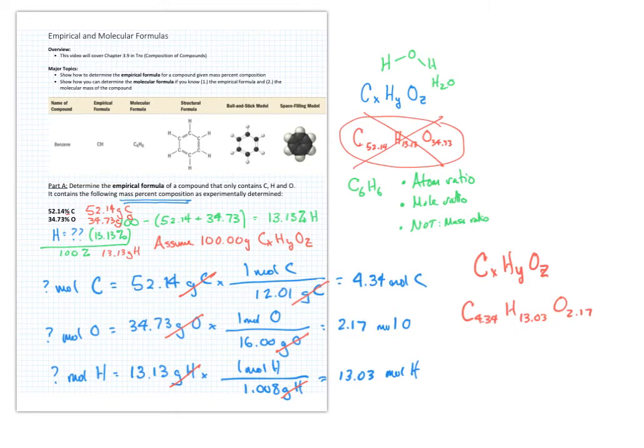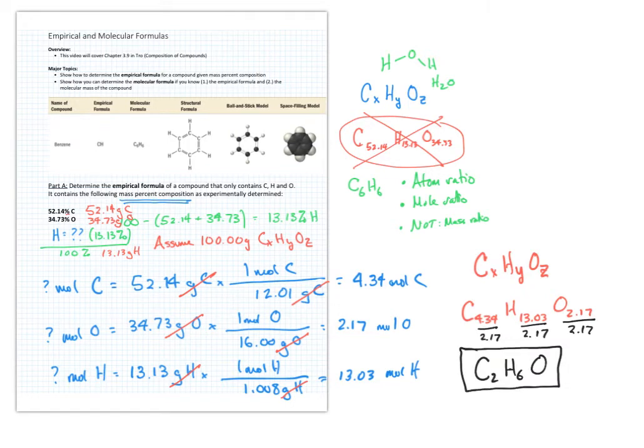The way to do that is to divide by the smallest factor. In this case, 2.17 is the smallest factor. So I'm going to divide each of these numbers by 2.17. And when we do that, we get something like this, C2H6O. That becomes my empirical formula. That's the simplest formula that we can have. We can't divide by a common factor.